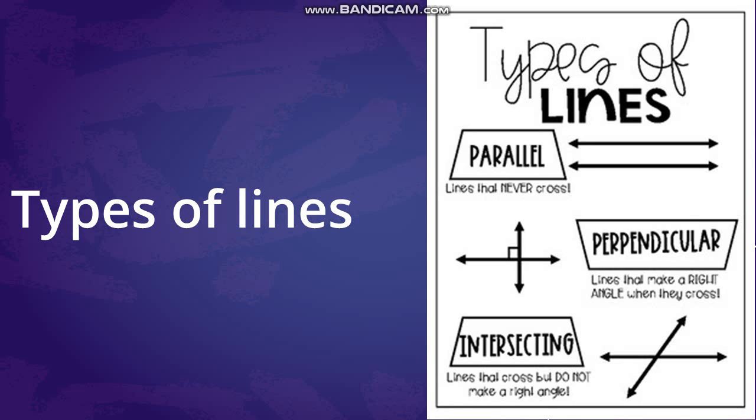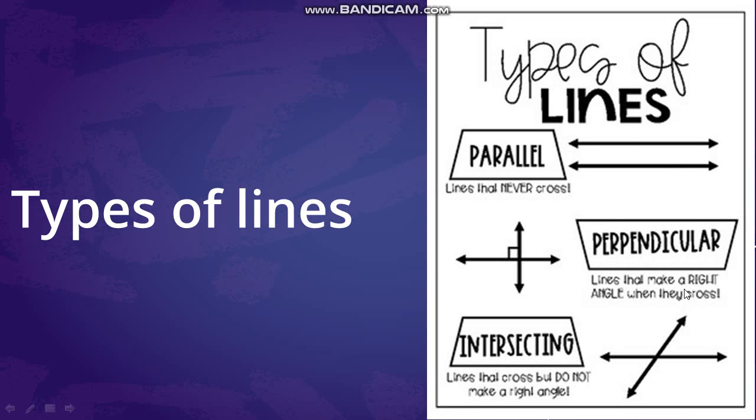So parallel lines are what? They are two lines which are parallel if they do not intersect each other. As you can see, these two lines are not cutting each other, but they are one above the other. So these are parallel lines. They never cross each other.